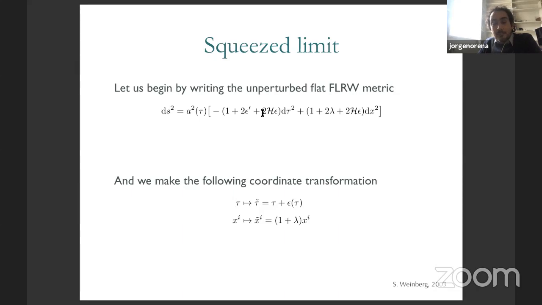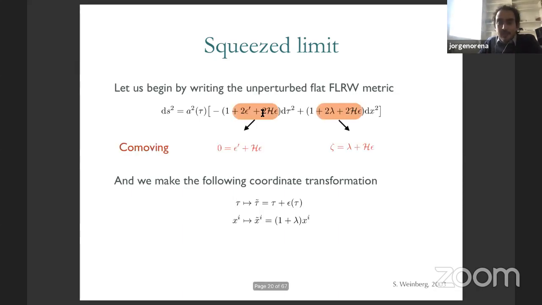So it looks like a perturbed metric. And indeed, if I set this to 0 and set this to zeta, it looks like a perturbed metric of exactly the type that is generated during inflation. However, notice that this lambda is a constant, this epsilon depends only on time, such that this zeta is constant in space. So this only holds for a very long wavelength mode.